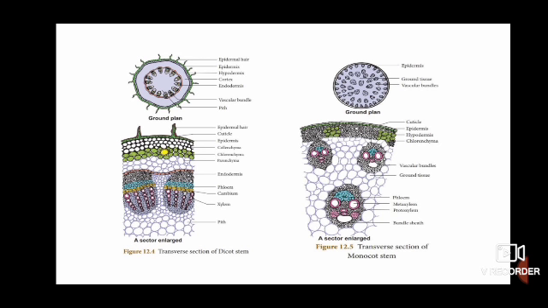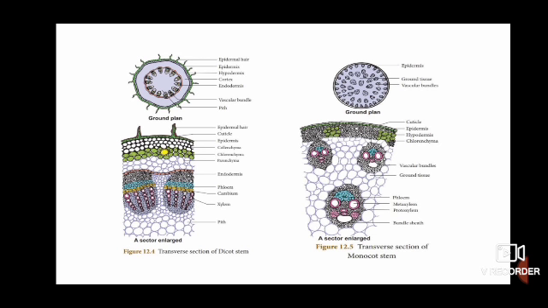Then coming to the vascular bundles. These bundles are limited in number and they are arranged in the form of a ring or a broken ring in the intrastellar ground tissue. The vascular bundles here in dicot stems are typically conjoint, collateral, and open.